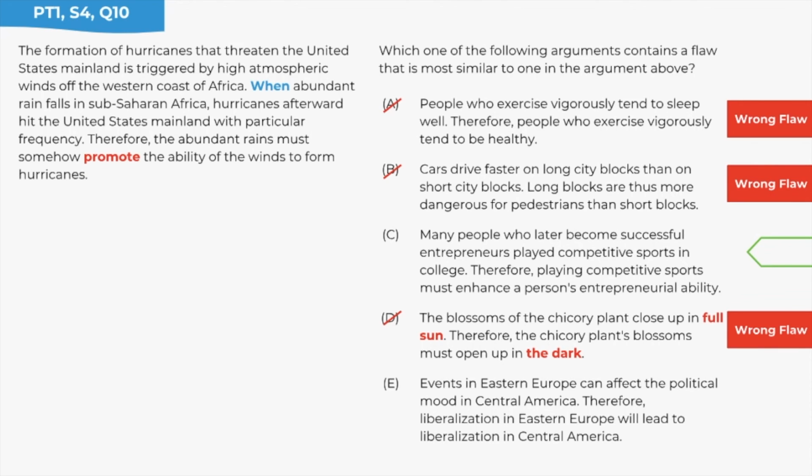So both the premise and the conclusion involve causation. The issue here is a degree issue. The conclusion is much stronger than the premise allows you to conclude, so it's got the wrong flaw. Let's get rid of it. That lets us choose C with confidence.